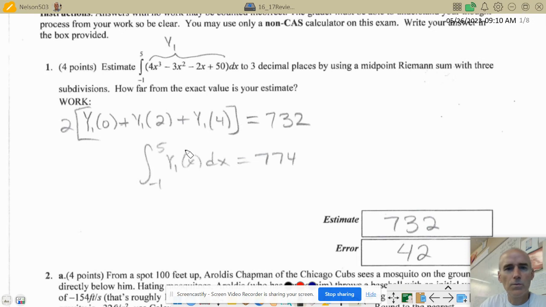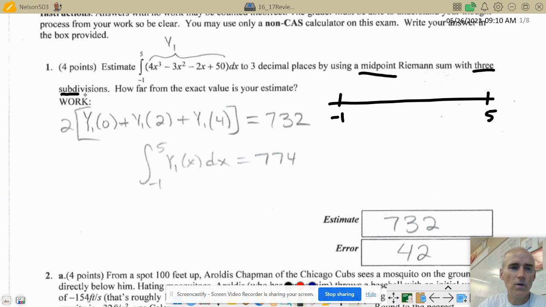Okay, so problem number one asked for a Riemann sum midpoint approximation, right? That means that if we're going from -1 over here, and let's say 5 is here, and we want three subintervals, right? Three subintervals.